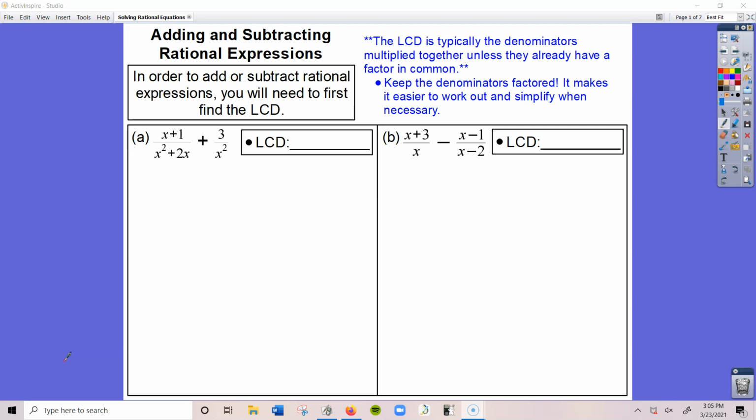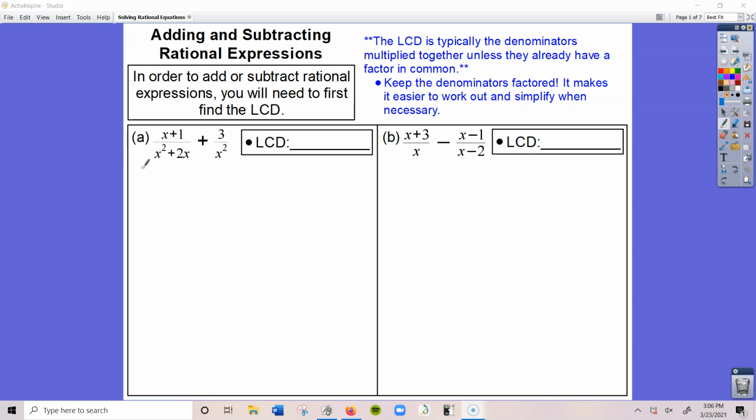So if we're going to add and subtract fractions, what we first need is a least common denominator, or the LCD. Now I put here in blue that the LCD is typically the denominators multiplied together, unless they already have a factor in common. Now I also wrote to keep these denominators factored. It makes it easier to work out and simplify when necessary. So before we add anything, we're going to have to figure out the LCD. In order to figure out the LCD, it's useful to factor.